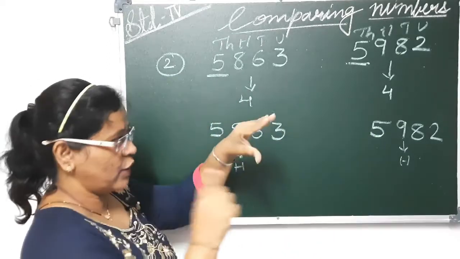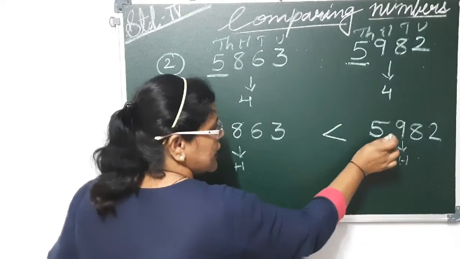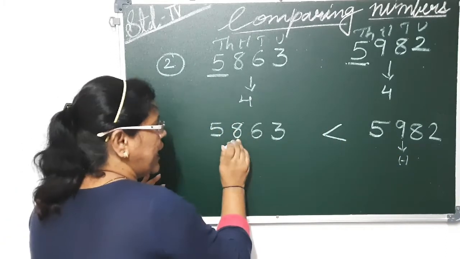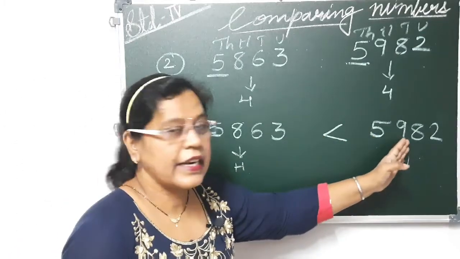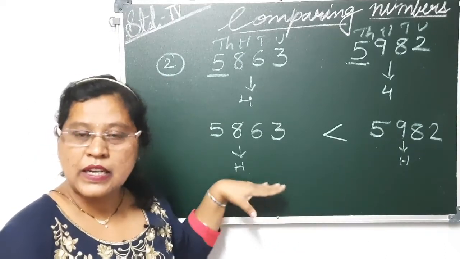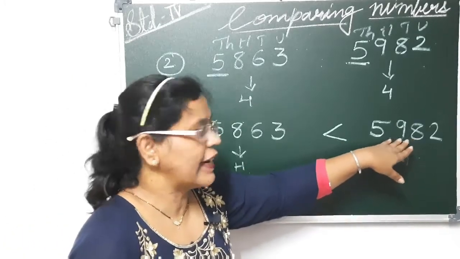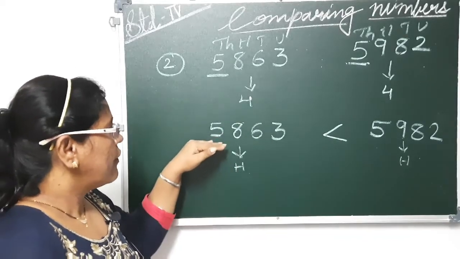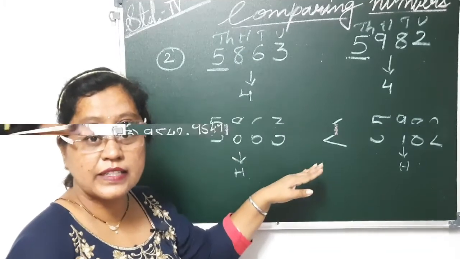So the greater sign always opens toward the greater number. This is greater than this, or you can say 5863 is smaller than 5982. Understood the difference, my dear students? Are you getting my point? 5,982 is greater than 5,863. Okay, we'll start with the exercise.